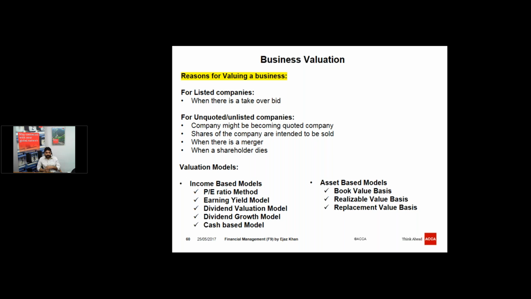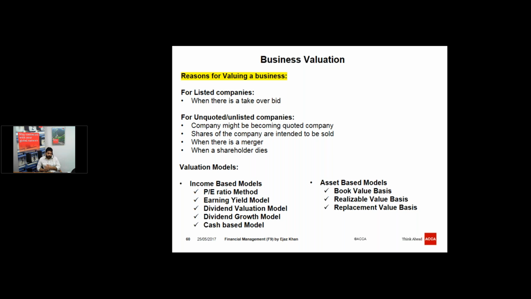And when a shareholder dies, his shareholdings need to be realized, both for repayment purposes or for tax purposes. So these are the multiple reasons for a business valuation.